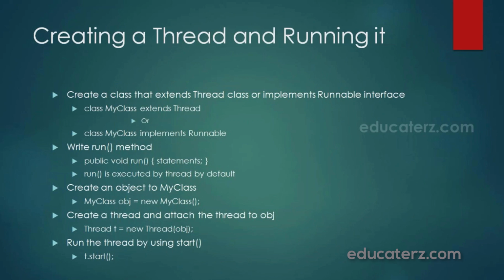So how do we create a thread and run it? The first thing is we need to create a class which extends Thread or implements the Runnable interface. And then we need to write the public void run method. Thread is basically a class and Runnable is an interface. Both have their own run method, that is public void run. When a class extends Thread, we are overriding the run method. When a class implements the Runnable interface, we are implementing the run method. So run is the default method which is executed by the thread.